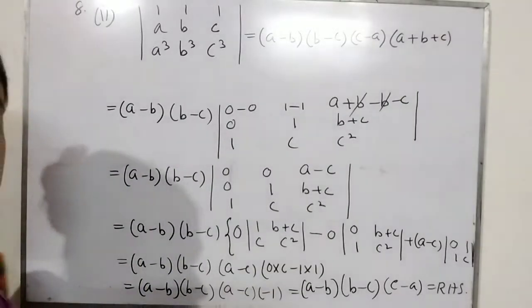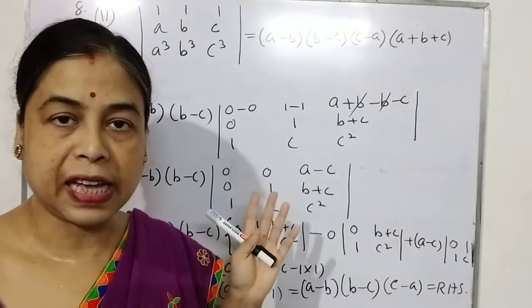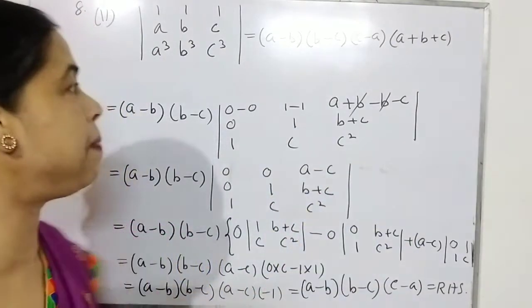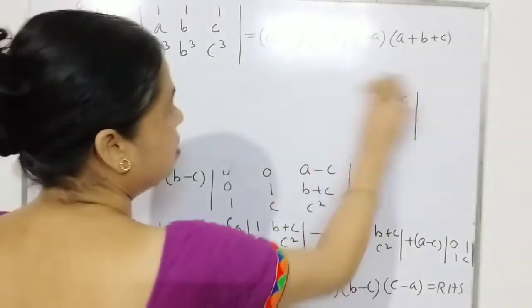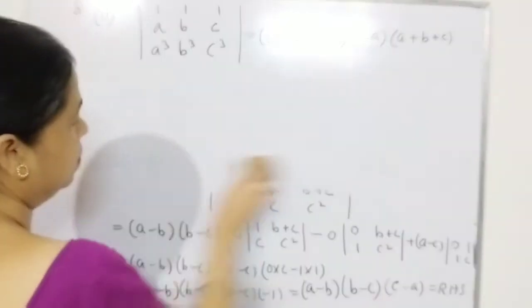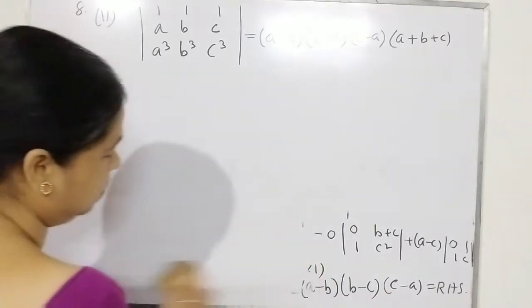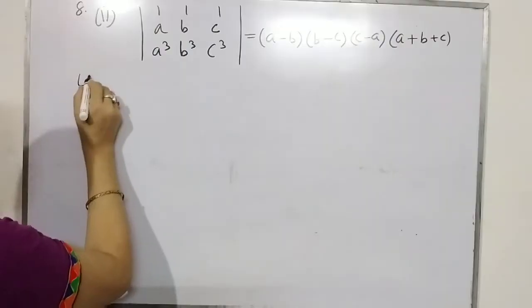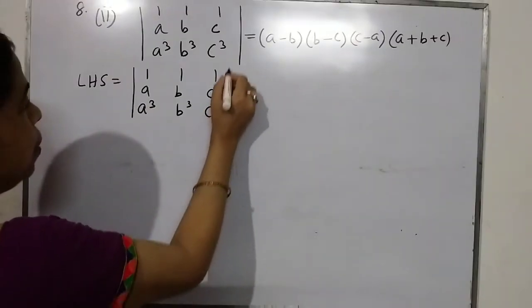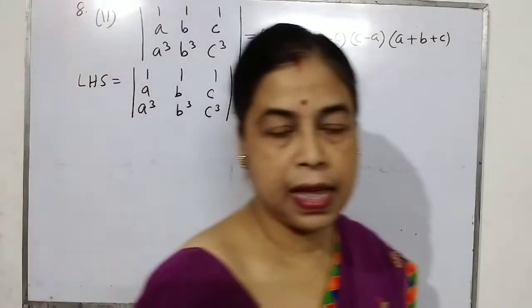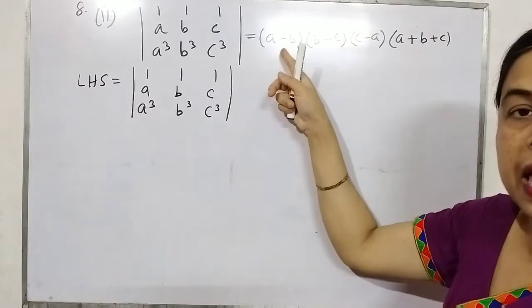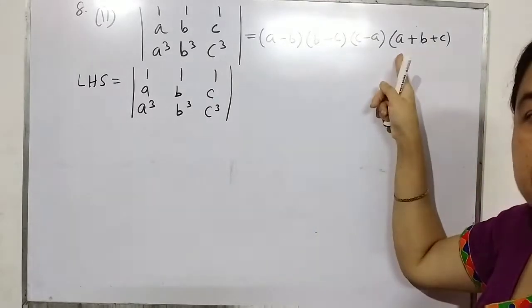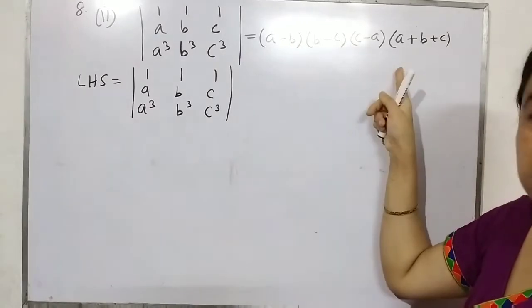Okay. Now obviously hope you understand that we have to proceed from the left hand side. So I'll write down your left hand side and let us apply the property. Now let us write down your left hand side. This is 1, a, a cube, 1, b, b cube, 1, c, c cube. Okay, this is your left hand side. You remember your right hand side is a minus b, b minus c, c minus a, and a plus b plus c. So I have to get this one.